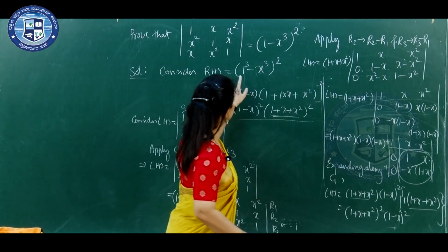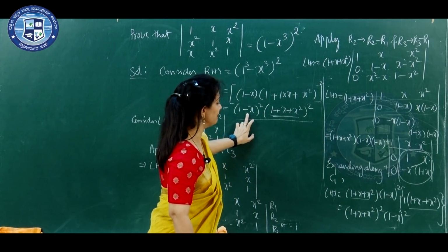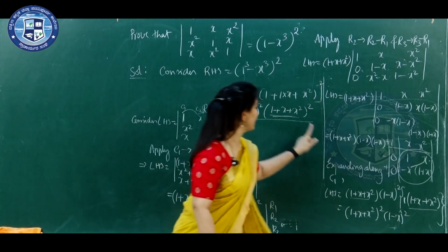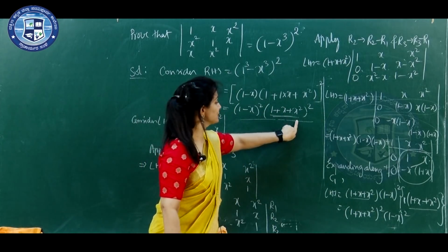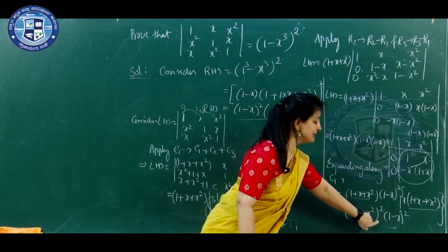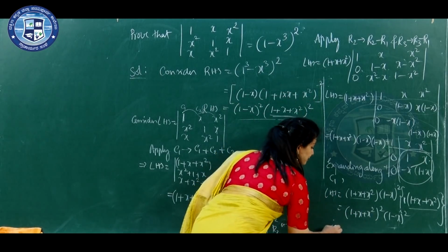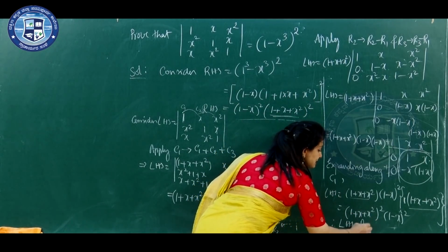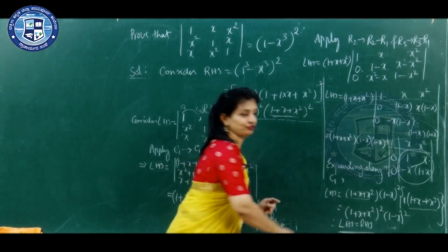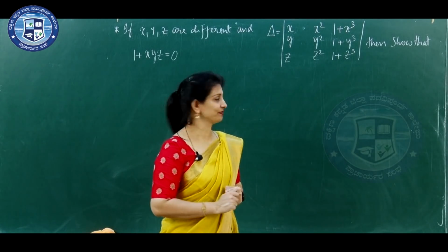Is it same like our RHS? Our RHS is 1 minus x the whole square, 1 minus x the whole square into 1 plus x square. This is also 1 plus x square, which therefore LHS equal to RHS. Hence the proof. Look at the next question.